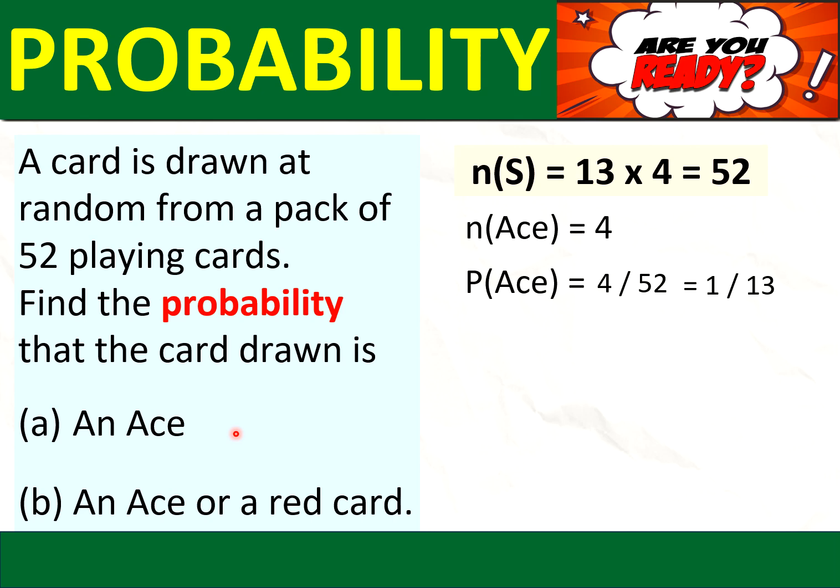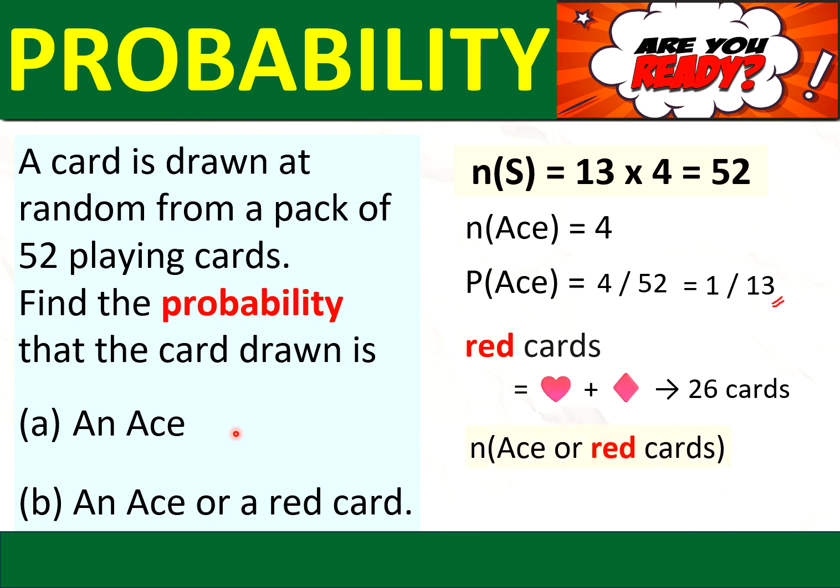Now, how about the probability of an ace or a red card? Let's take a look. How many red cards are there? We know that the total number of red cards is 26. So, in order for us to find the ace or the red cards, do we really take 4 ace cards plus 26 red cards? Is this really true? In order to find the probability, we will need to understand some concepts behind it, which I'm going to go through with you.